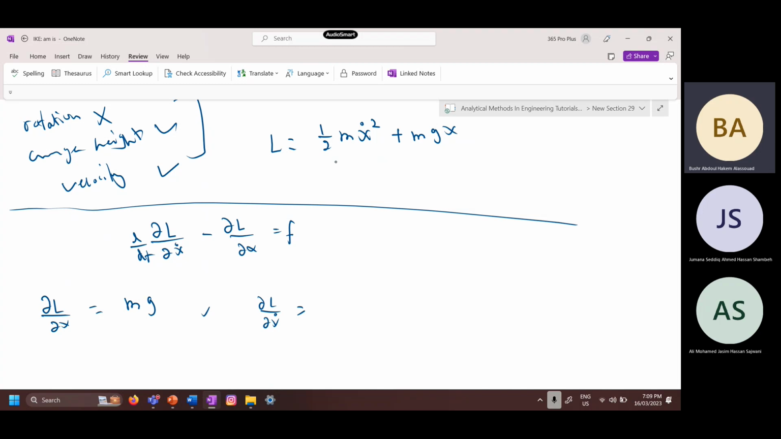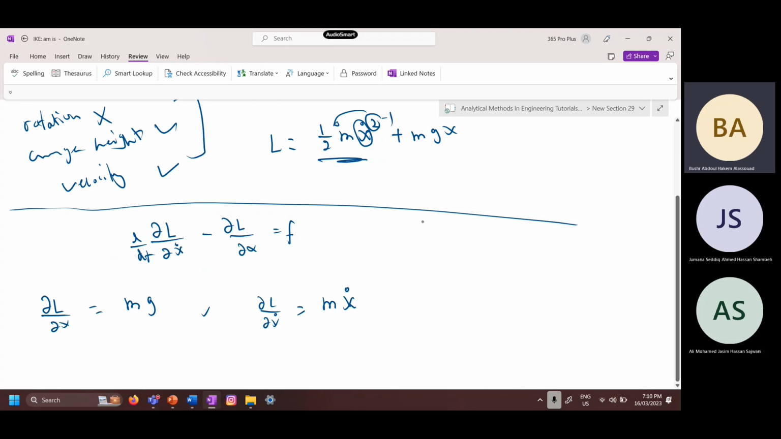And we have partial L over partial x dot. Looking at this, x dot is our variable. X dot is a whole variable, not x. It's x dot, the full variable. So we need to find the derivation of this. It's like if you have y squared and I told you to find the derivative, it's going to be 2y, right? It's the same thing here. So the derivative of half m x dot square, bring the 2 down and minus 1, you will get m x dot. Now we need to find the d/dt, which is the derivative with respect to time.